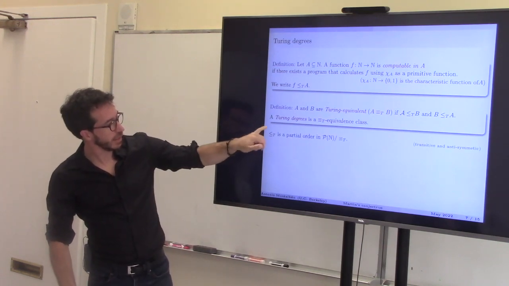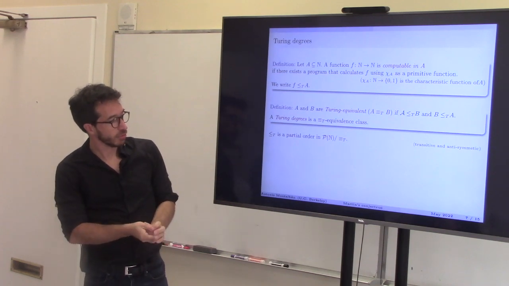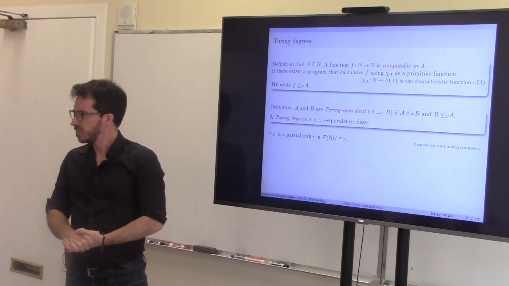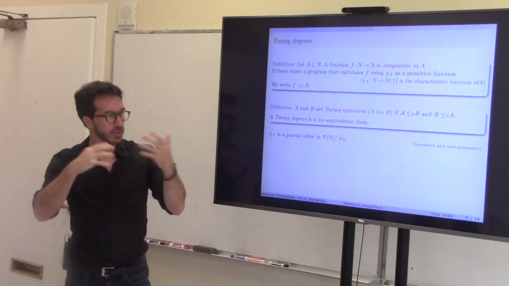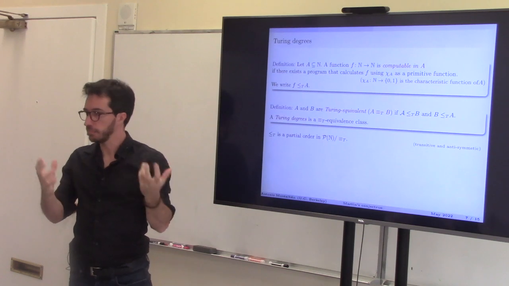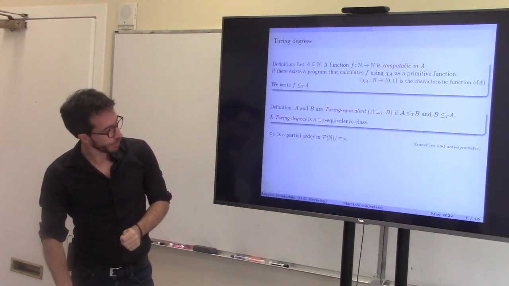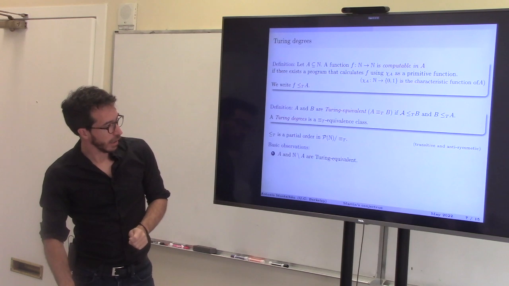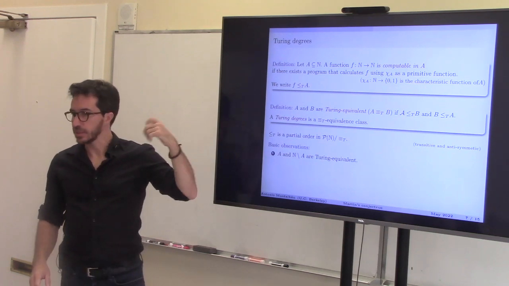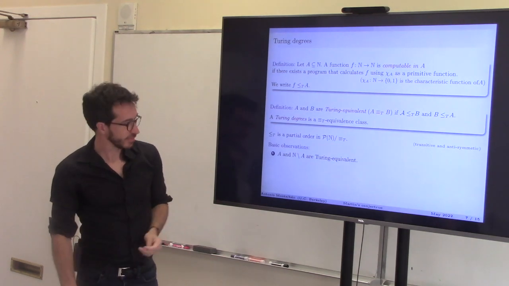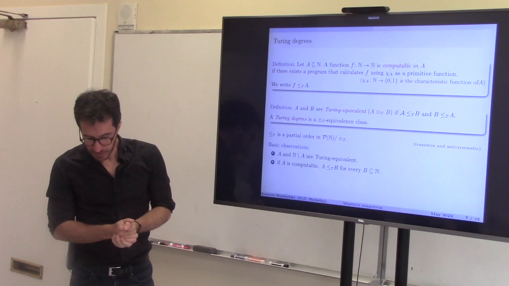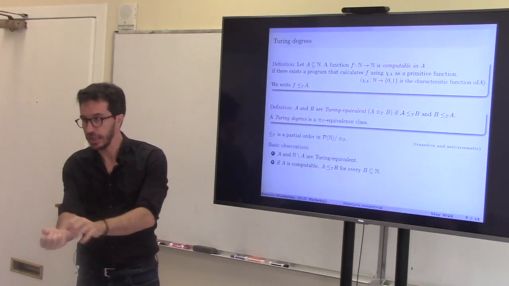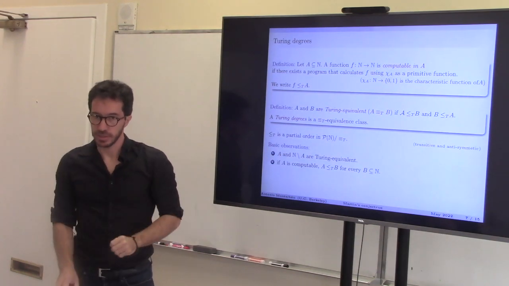And now, Turing reduction is a partial ordering on all the sets. So now we have an ordering that tries to capture all the possible levels of complexity that might exist among sets of natural numbers. A few basic observations so you get an idea of what this ordering looks like. A set and its complement are Turing equivalent. If A is computable, it is computable in everybody else. That means this partial ordering has a bottom element. The computable sets are at the bottom, and the rest are above.